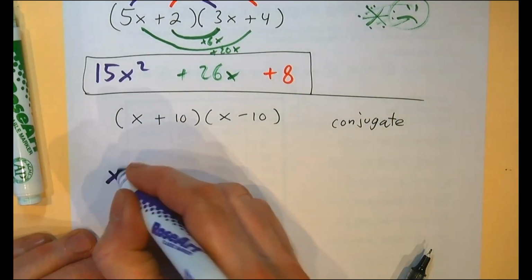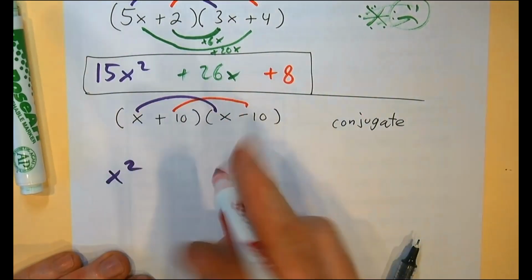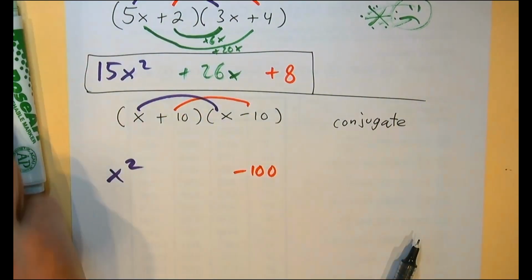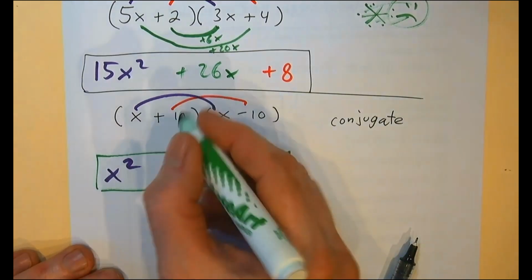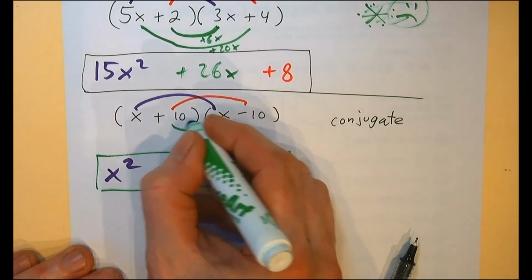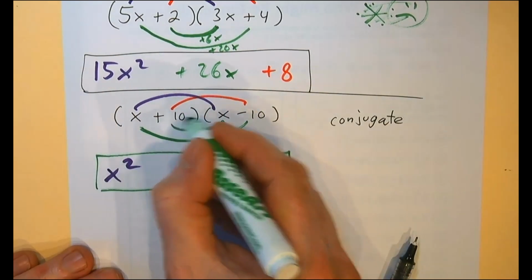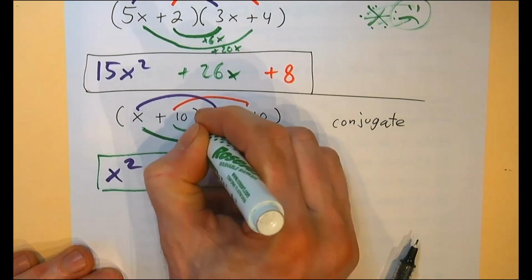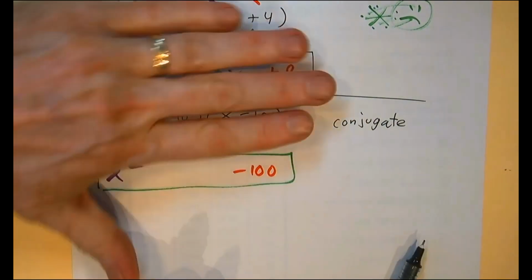x times x, x squared. There's that. 10 times negative 10, minus 100. I'm done. You go, wait a minute, you didn't finish. Sure I did. Look, what's 10 times x? 10 cookies minus 10 cookies. 10x minus 10x. Here's plus 10x minus 10x. Isn't that gone? Yeah. Can you go backwards?